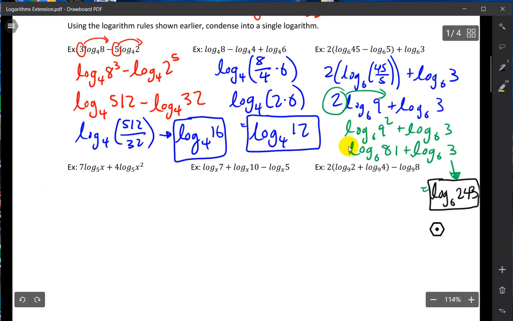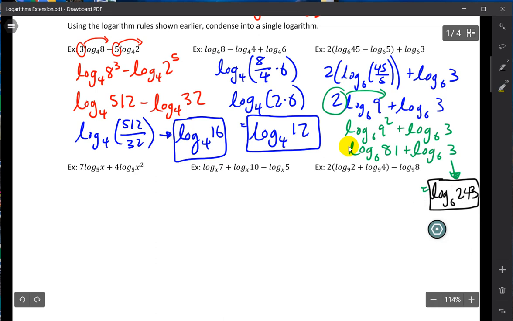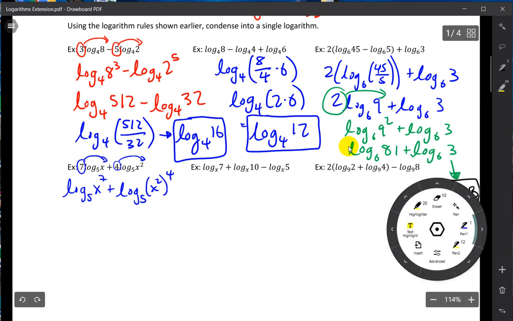Okay, let's go ahead and look at these particular examples. Same idea, we have a 7 in front, we're going to bring it up. We have a 4 in front here, we're going to bring that up. So this is log base 5 of x raised to the 7th plus log base 5 of x squared raised to the 4th.